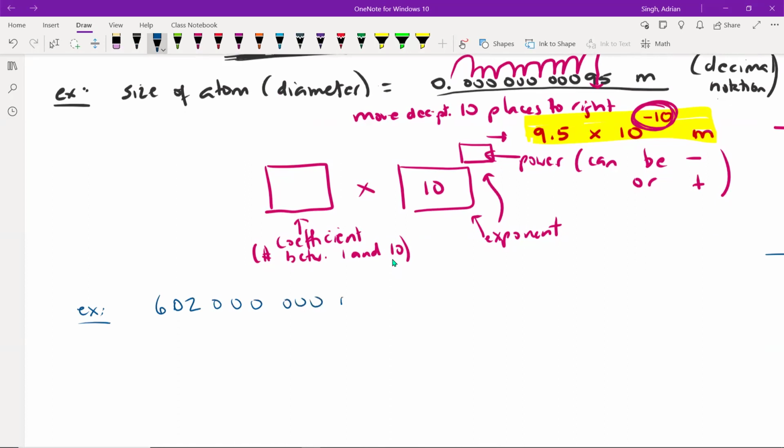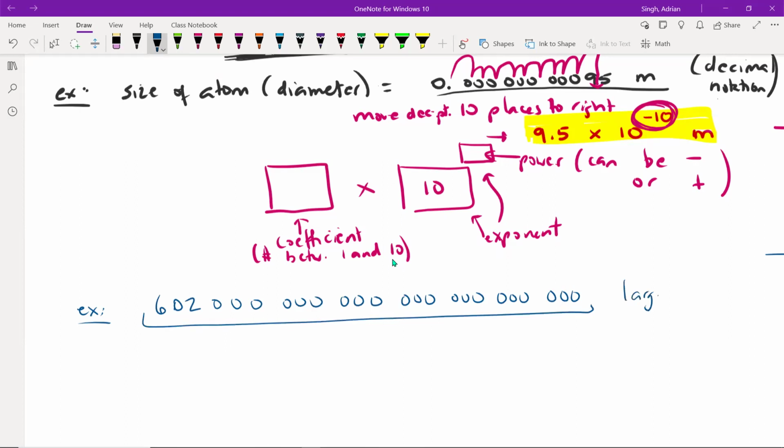Thousand, thousand, thousand, thousand. So let's see. We have 3, 6, 9, 12, 15, 18, 21 zeros. So this obviously is a huge number. Okay, this is a large number, and it took me, whatever, 10 seconds or so, 5 seconds to write it out.